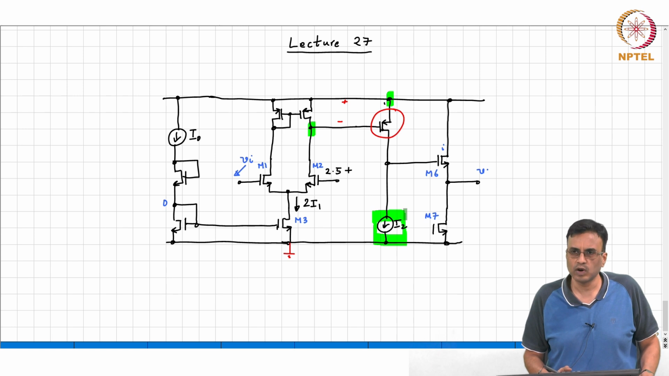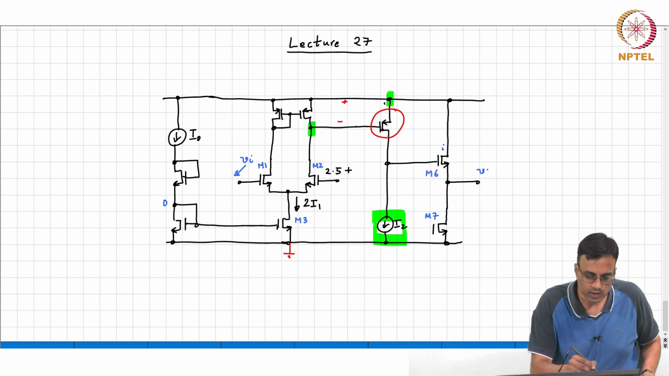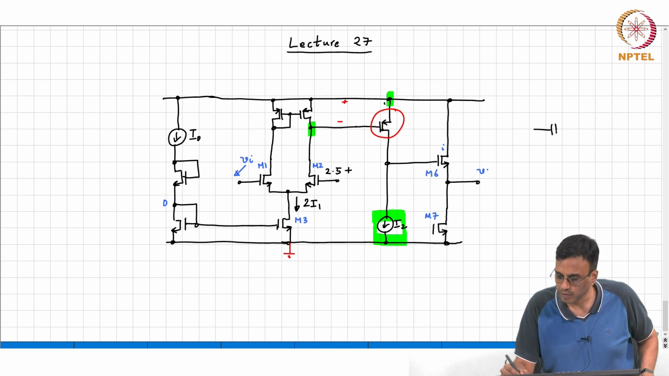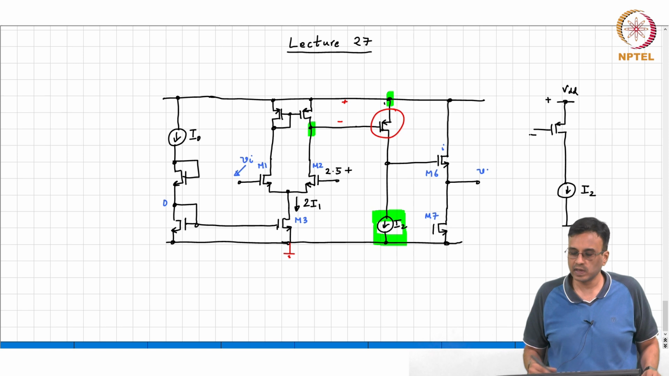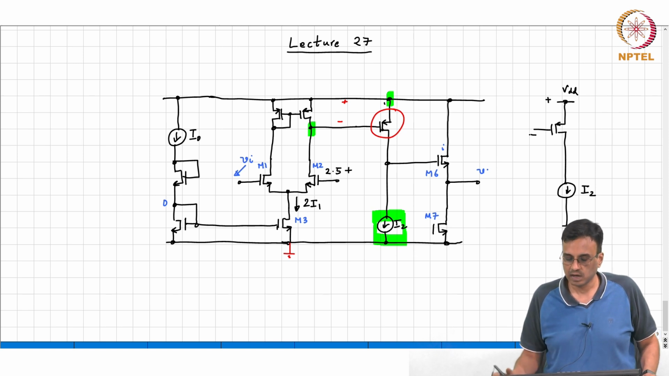We know how to get I2, correct? If I asked you this question now, with VDD and I2, what is this voltage? What is the difference between this isolated circuit and this one? I take a PMOS transistor and pull a current I2 in the drain. What is the source-gate voltage?